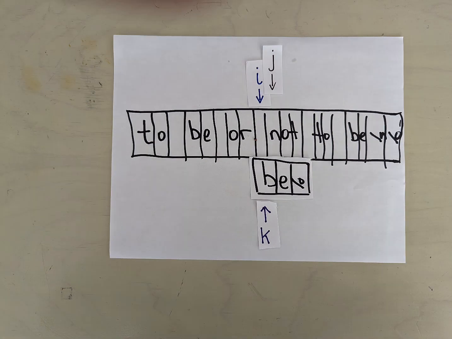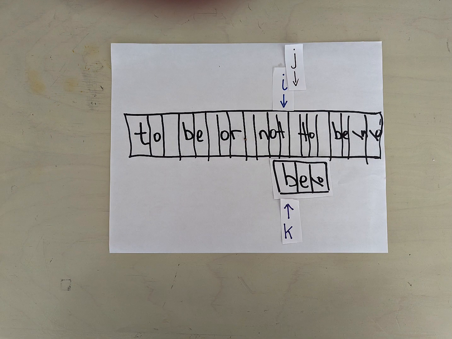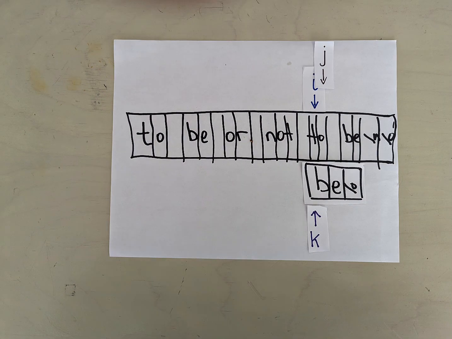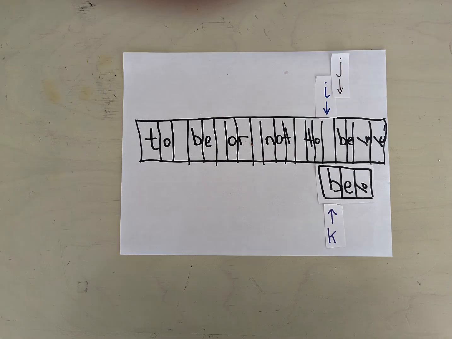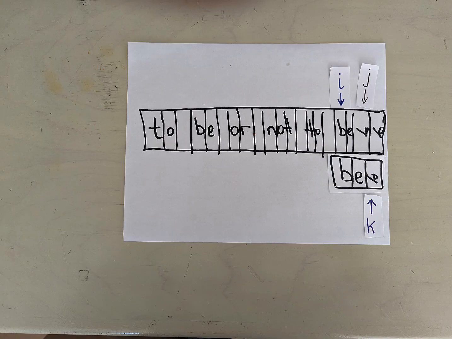So we're going to keep moving along. As you can see, we're going to the next letter, and then the next letter, and then the next letter, and then the next letter, and eventually we get to the last one in "to be or not to be". And hey, it matches up, and so that is what we are going to then return.